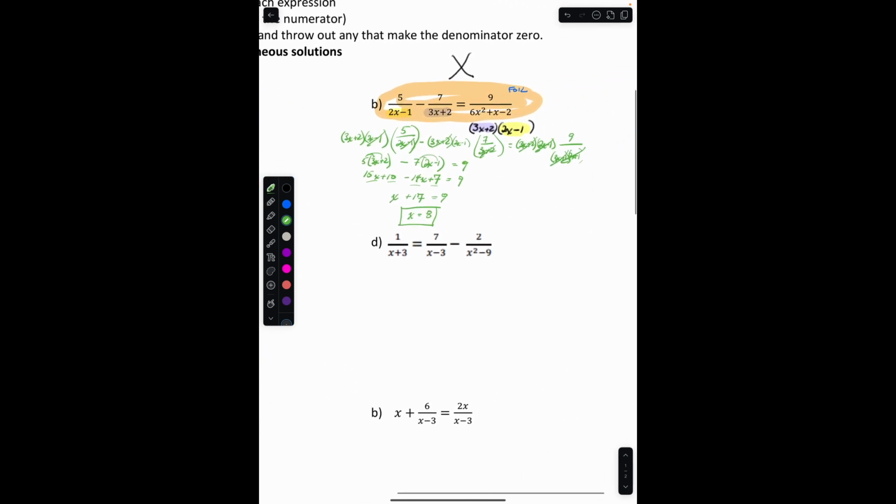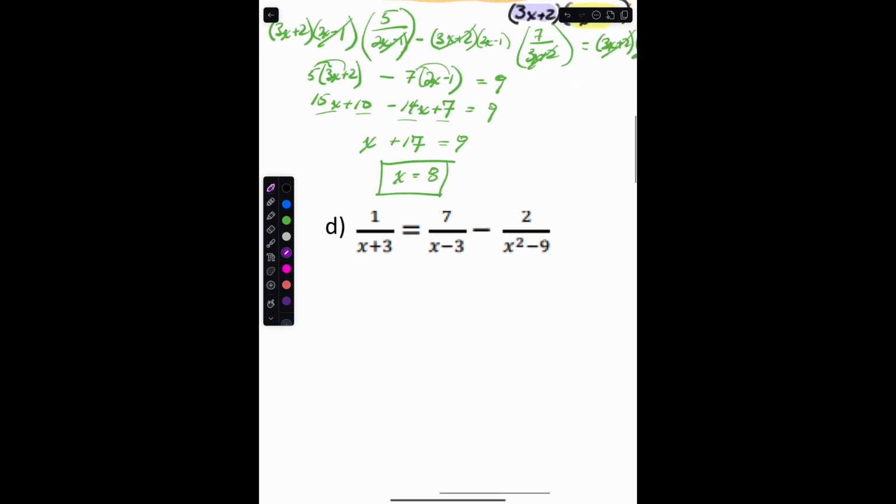Let's look at this one listed D right here. I'm going to do the same process. I see fractions. I hate fractions. Let's get rid of fractions. I notice that I have something I can factor here. X squared minus 9 can be factored. So I'm going to rewrite that fraction.